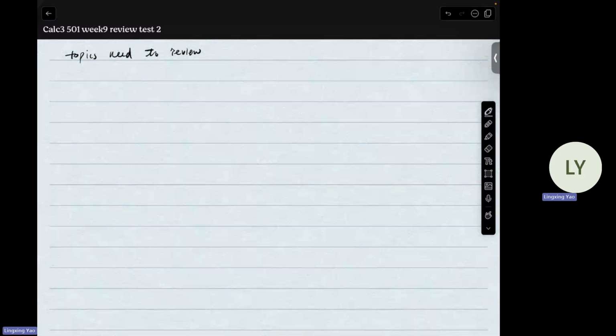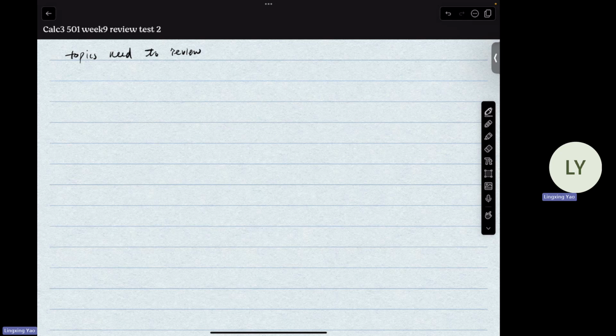All right, let's look at the review for test two. We plan to have it on Friday, and there are a couple of important concepts and techniques we really want to review, and we are going to do this in backward order. So we are going to list the important concepts and techniques, and for some of them, we're going to have an example, but not all of them.